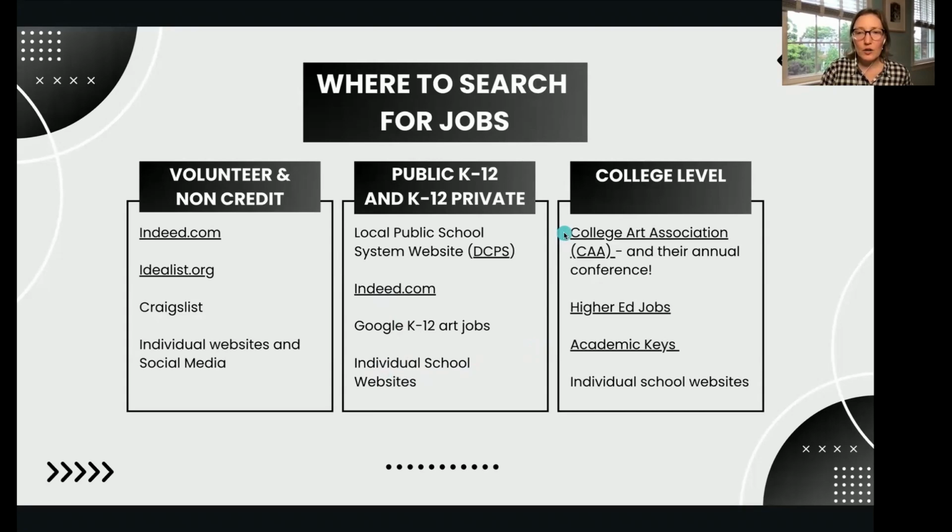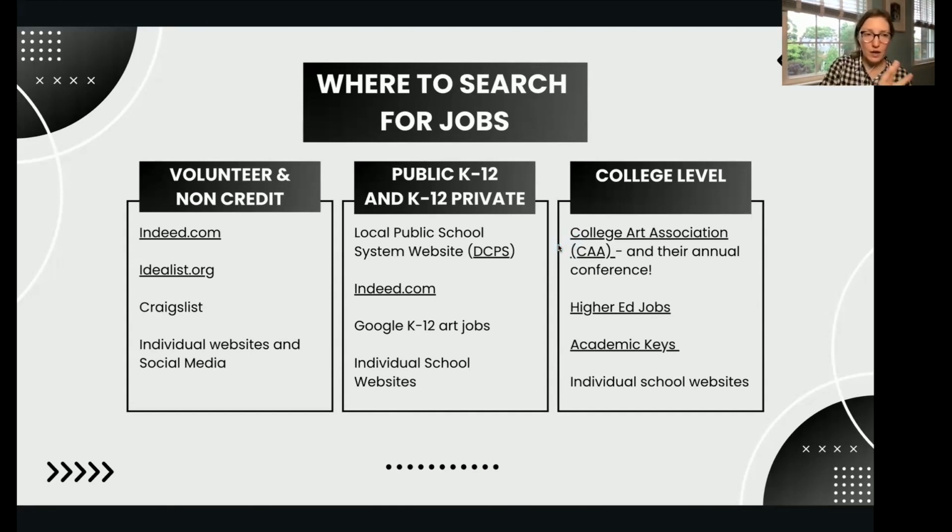And then lastly, your college level jobs. This is mostly for full-time jobs, but some of them will also post adjunct or part-time positions. College Art Association, the CAA, is a really great resource, and they have an annual conference, which if you're really serious about applying for college level jobs, I strongly encourage you to go to the CAA conference. Often they will conduct initial interviews at the conference.